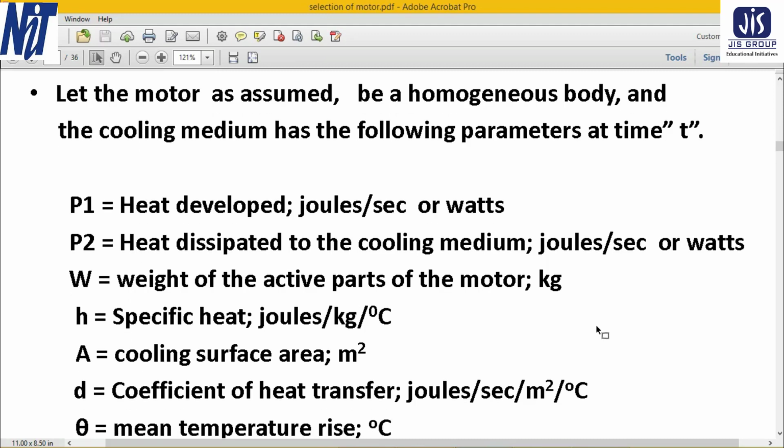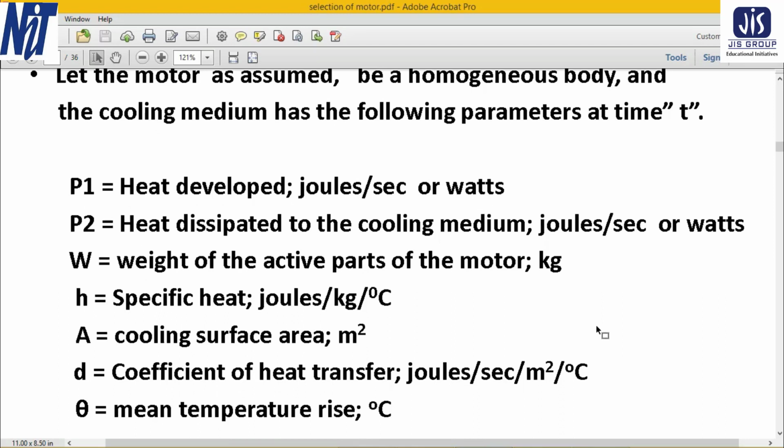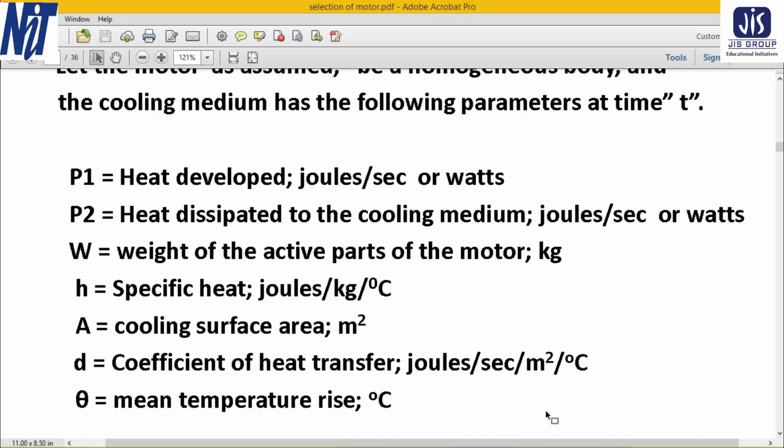Now let us assume that the motor is made of a homogeneous body and the cooling medium has the following parameters at time t. P1, P2 are respectively the heat developed and heat dissipated in watts. W is the weight of the active part of the motor. H is specific heat. A is the cooling surface area. D is the coefficient of heat transfer, and theta is the mean temperature rise. We all know this from our basic physics concepts in class 11 or 12, in the heat chapter.